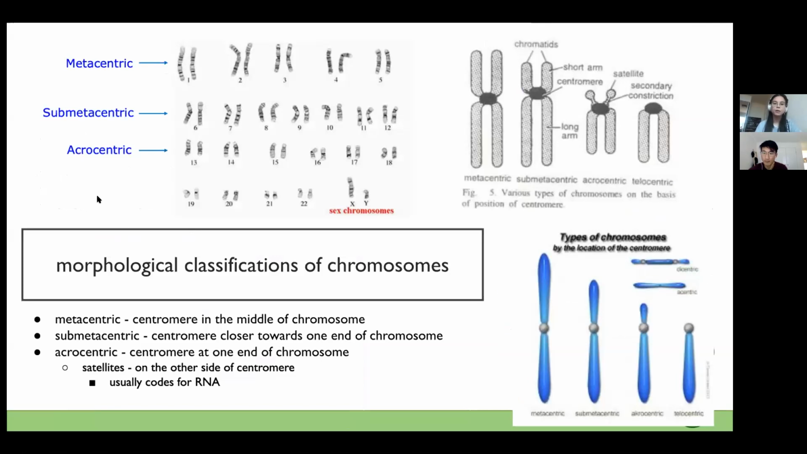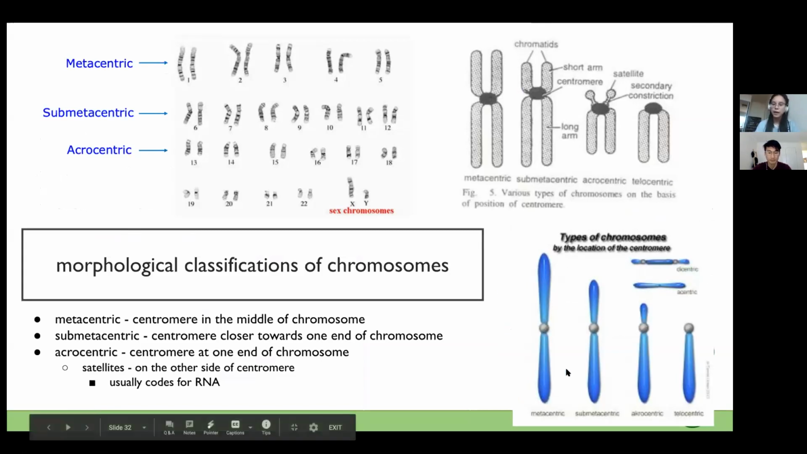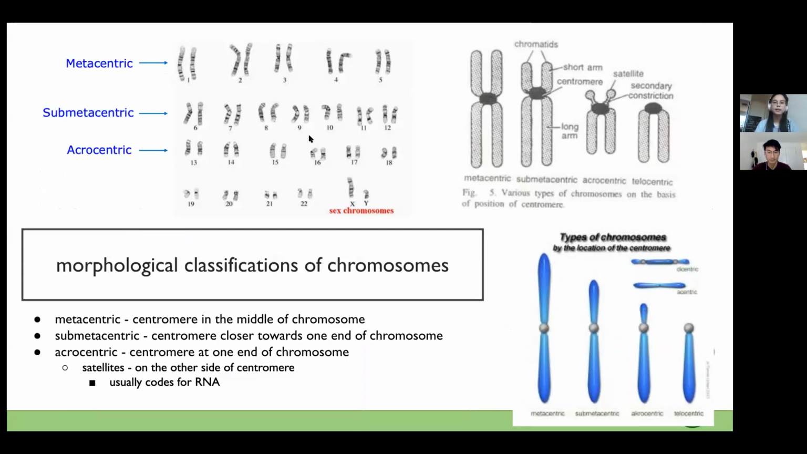They can be classified according to where the centromere is. If it's in the middle, it's called a metacentric chromosome. If it's slightly towards one end, it's called a submetacentric chromosome. And if it's all the way towards one end, it's called an acrocentric chromosome. And this bit on top here would be called a satellite. So you can see that your own chromosomes are organized based on whether they are submetacentric, acrocentric, or metacentric, which is just a fun thing that I thought was kind of neat.